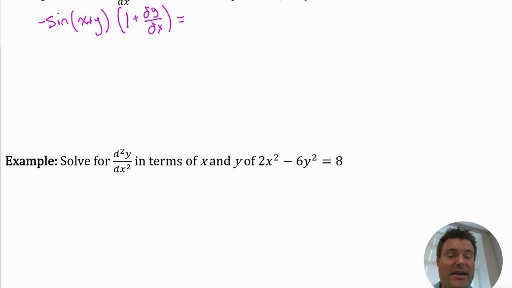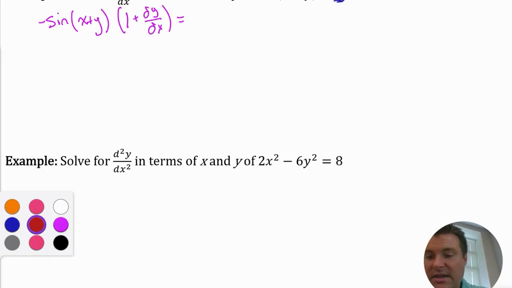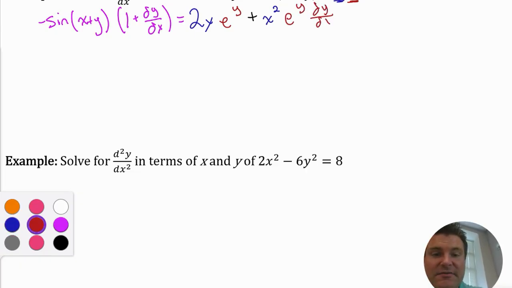On the right-hand side, I actually have product rule. So I have this blue function, x squared, and then I have this red function, e to the y. I differentiate the blue function first, which gives me 2x, and I still have the e to the y, plus, keep the blue function, and then differentiate the red, which is e to the y times dy/dx. Make sure you tag it every time we differentiate with respect to y.